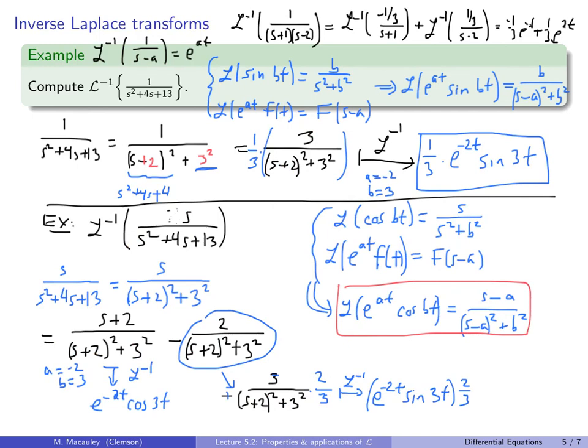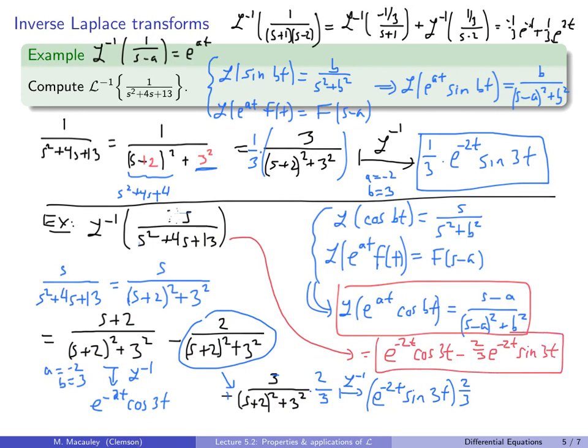Okay, so now the inverse Laplace transform of this thing. Oh man, again, I keep forgetting that I don't have my laser pointer on me. So the inverse Laplace transform of this whole thing is this minus that. So now we can say that this is equal to e to the negative 2t cosine of 3t minus 2/3 e to the negative 2t sine of 3t. And that is our final answer.